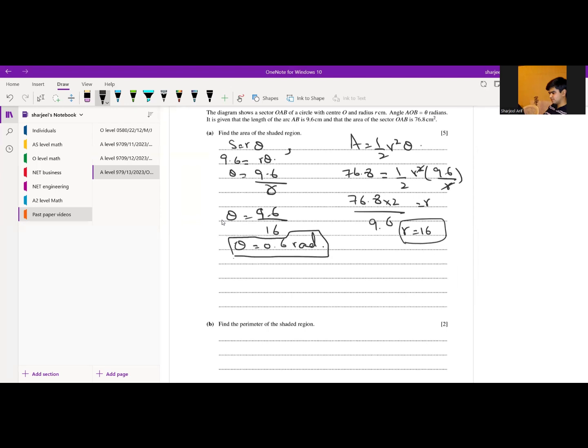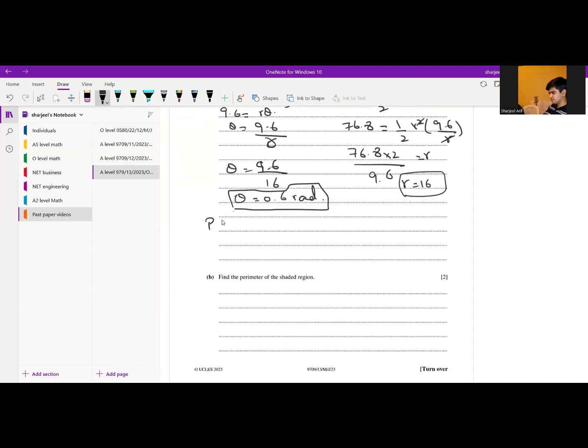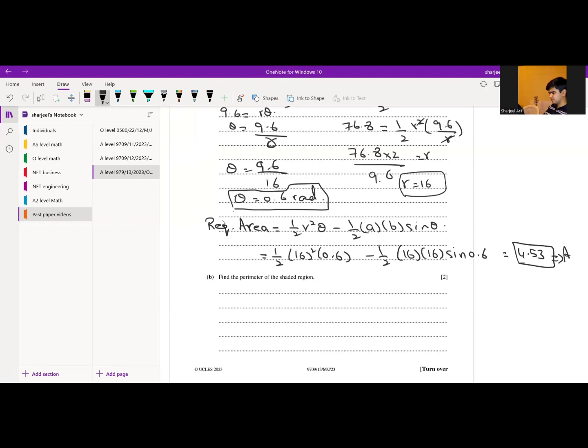And we have to find the area of the shaded region. You can find the area of the shaded region by subtracting the area of the triangle from the area of the sector. So the required area will be equal to the area of sector, that would be 1/2 r squared theta, minus the area of triangle, that would be 1/2 r squared sine theta. So we have 1/2 into 16 squared into 0.6 minus 1/2 into 16 squared into sine 0.6 radians. We will get 4.53. And that is our answer.